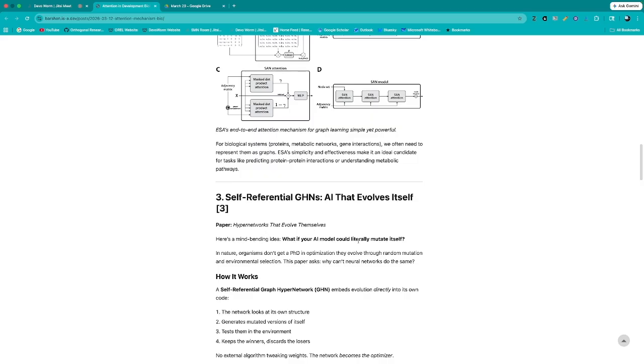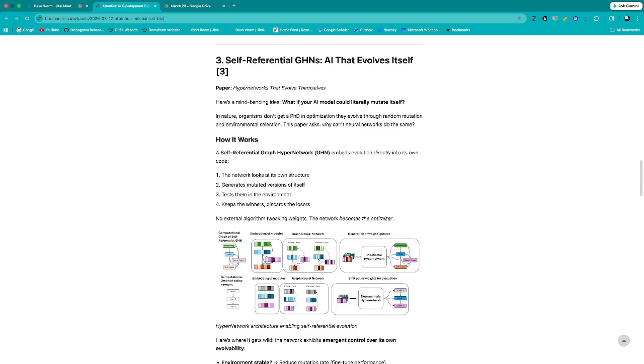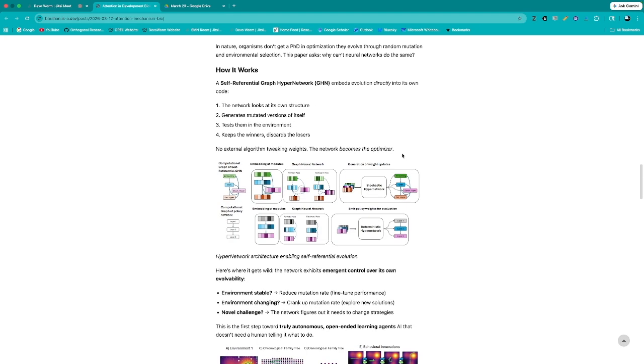And then what if your AI model could literally mutate itself? This is almost like including a genetic algorithm type approach into graph neural networks and hypernetworks. So this is self-referential graph hypernetworks, or GHN. This embeds evolution directly into its own code. The network looks at its own structure, generates mutated versions of itself, tests them in the environment, keeps the winners, discards the losers. The network becomes the optimizer.